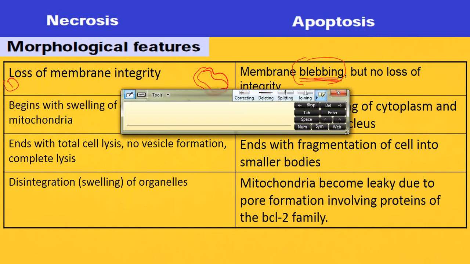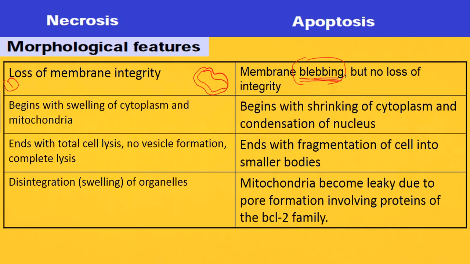This is the second point. It begins with the swelling of cytoplasm and mitochondria. I'll show it diagrammatically. This is the normal cytoplasm. When necrosis sets in, the cytoplasm will swell and increase in size. Likewise, the mitochondria, which were of normal size, will also increase in size because of swelling. So necrosis begins with swelling of cytoplasm and mitochondria.